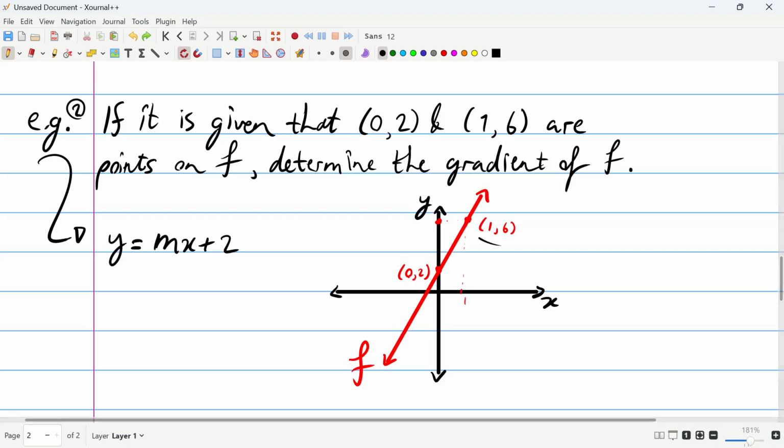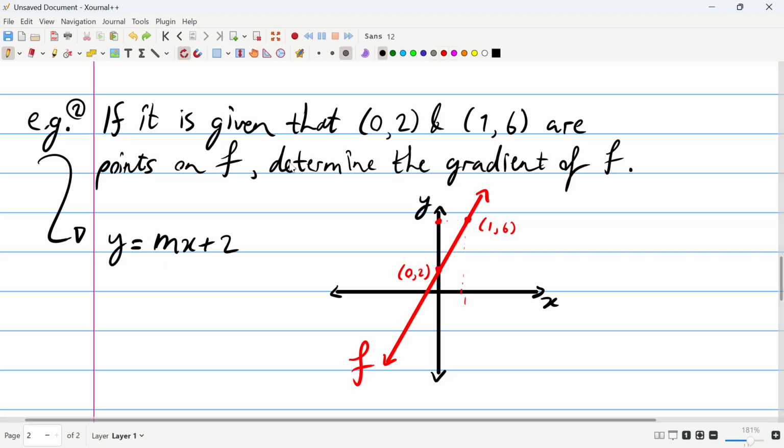And notice that we have a random point, meaning we don't even have to use the gradient formula. So all we have to do is just substitute this coordinate, because it's a part of the same line, into this equation, and then we can solve for m. Because remember, we already have our y-intercept. So we only have the m to solve for.